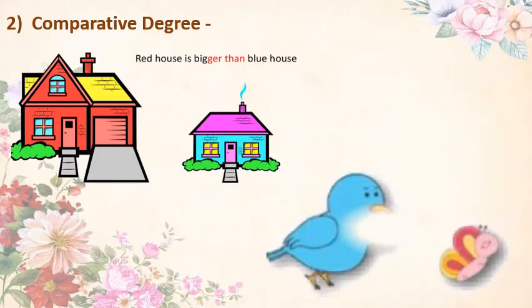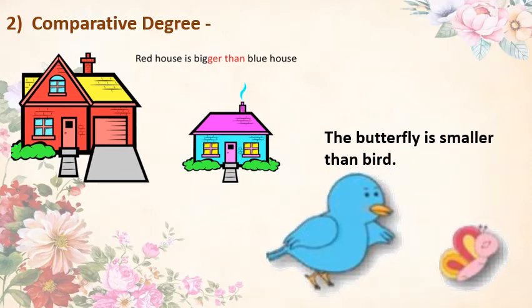Okay. Second one, see here. This bird is there and butterfly is there. You know, the butterfly is smaller than the bird. Isn't it? You can match the size. Butterfly is smaller than the bird. See dear students, here comparative degree, here bigger. ER is added to big. Here smaller. Again here ER is added. In most of the cases we add ER to the positive degree word to make it comparative.